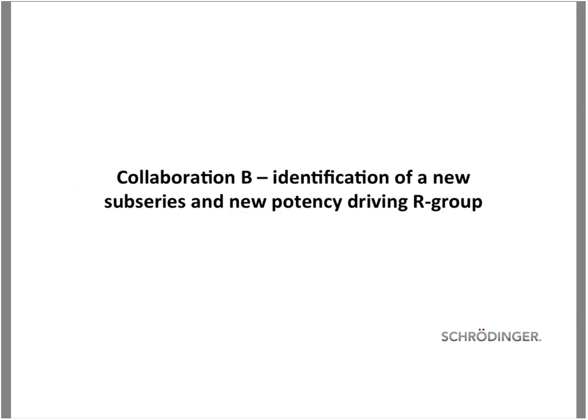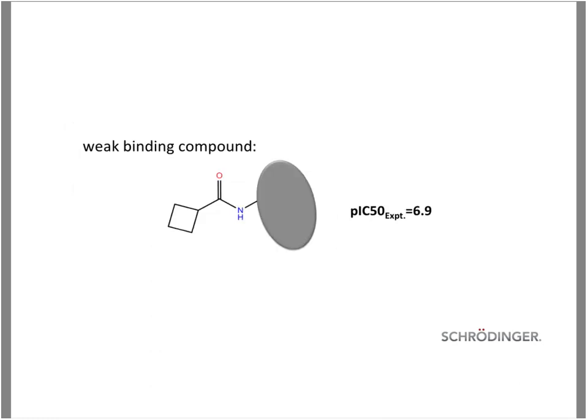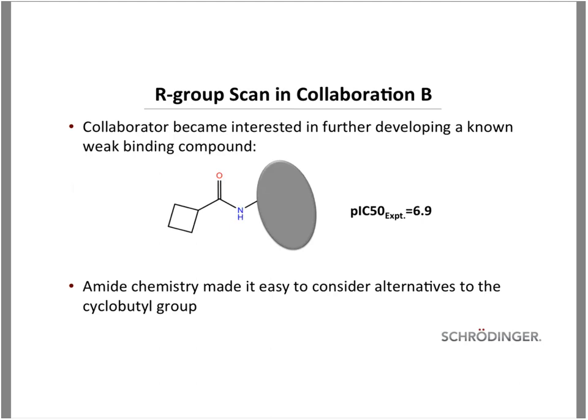But the final example of a collaboration that I want to go over is collaboration B. The collaborator here was interested in developing a weak binding compound for this particular target. The IC50 that was measured was 6.9 or 10 micromolar.